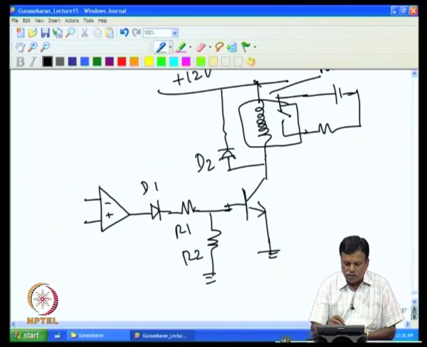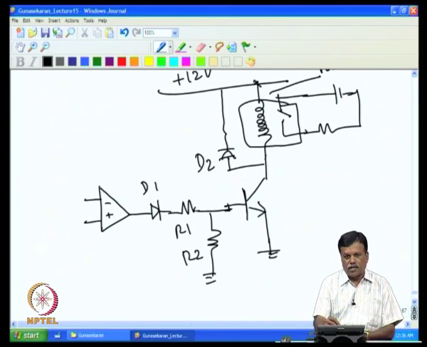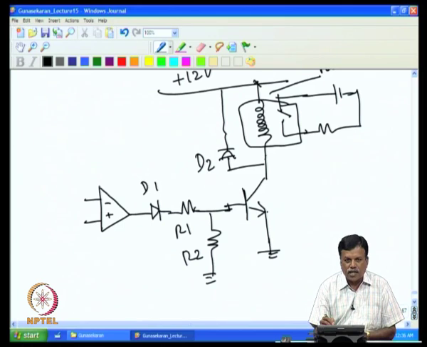Of course, without D1 also it can work, but it is not a good design, banging a minus on the transistor. If the transistor base-emitter voltage exceeds 7 volt, most transistors actually go bad if the current is not limited. Of course, you have a current limiting resistance here, so it may not go bad, but nevertheless, it is not necessary to design like that. It is considered a bad design, banging minus on the transistor, which is not required.